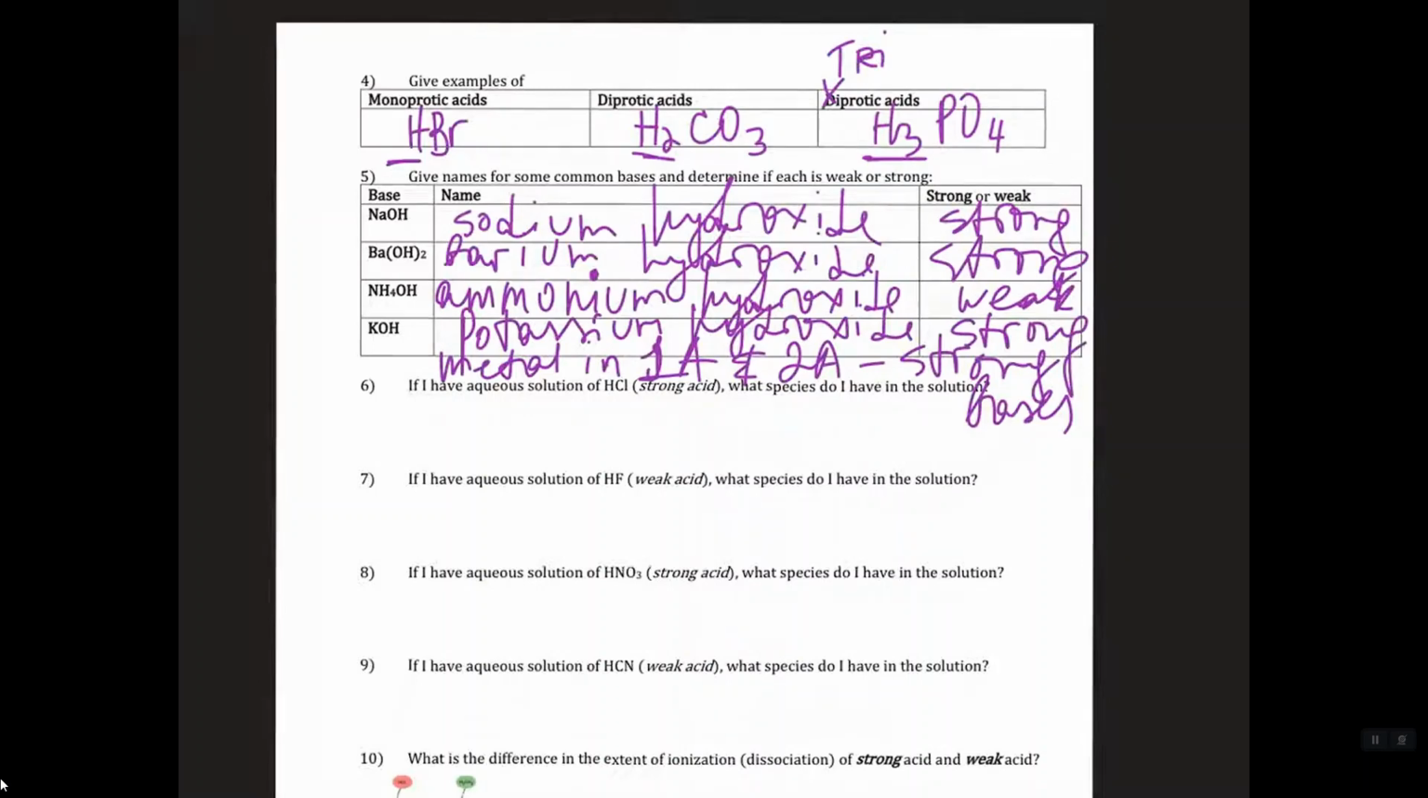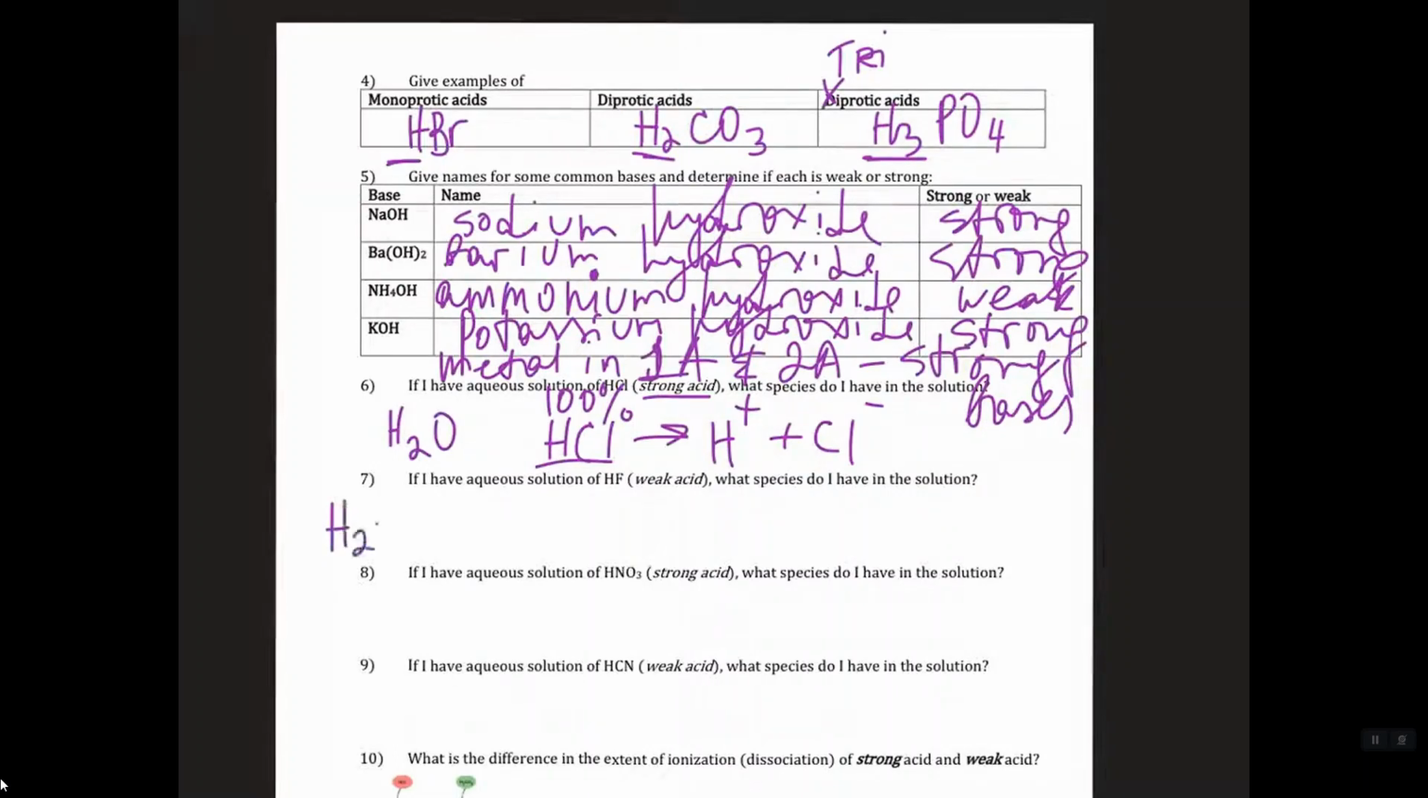Question number 6. If I have an aqueous solution of HCl, which is a strong acid, what species do I have in the solution? So not only am I going to have water, but if I put HCl there, it's going to produce hydrogen ions and chloride ions, right? And that would be a strong acid, so 100% of my HCl will break down.